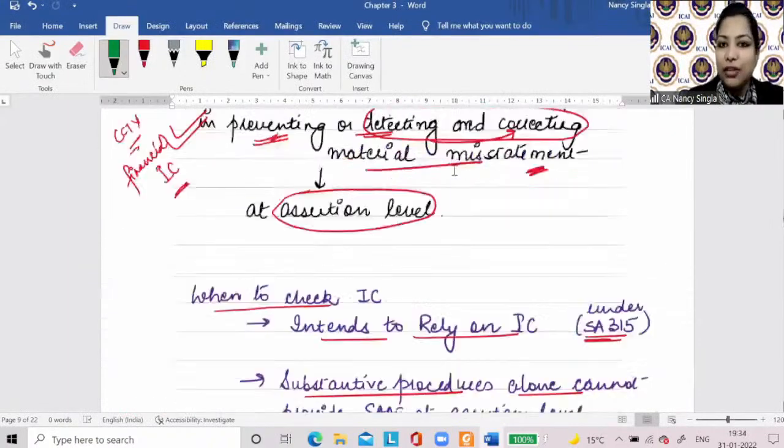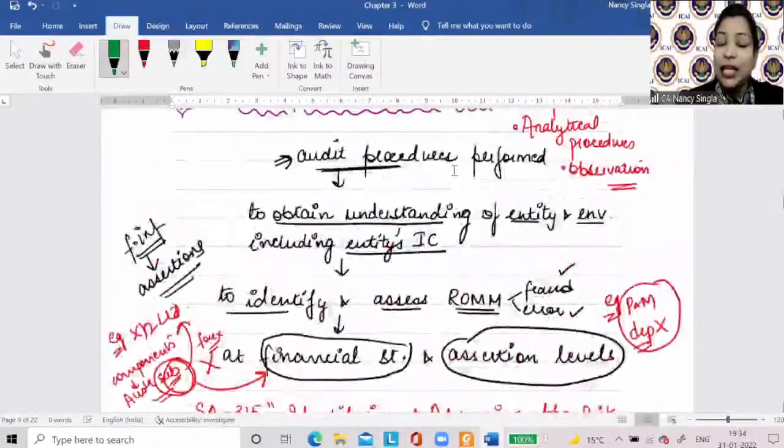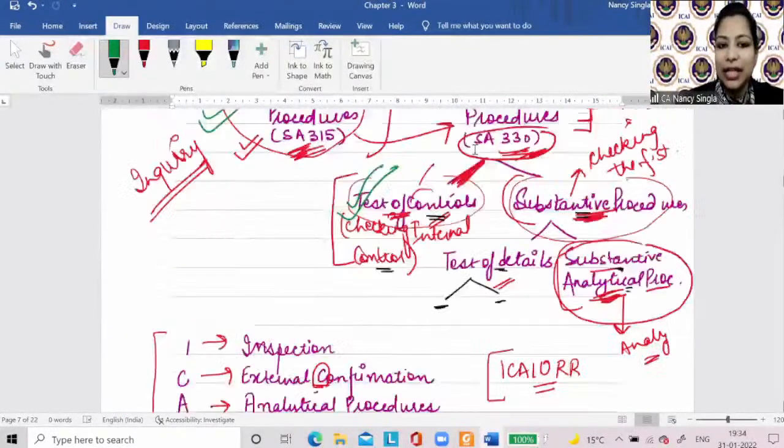So students, today we have done risk assessment procedures and test of control. I need a quick reply from you people whether whatever we have done so far is clear or not. Okay? If there is any doubt, please let me know.